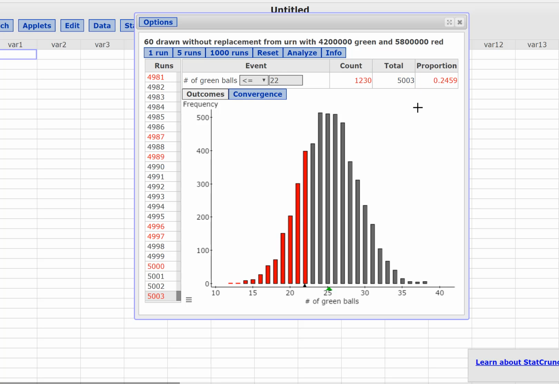See that? Out of the 5,003 times I went out there, how often did I see 22 or fewer that were Republican? 25% of the time. 1,230 times exactly. 1,230 out of 5,003 is 0.2459.